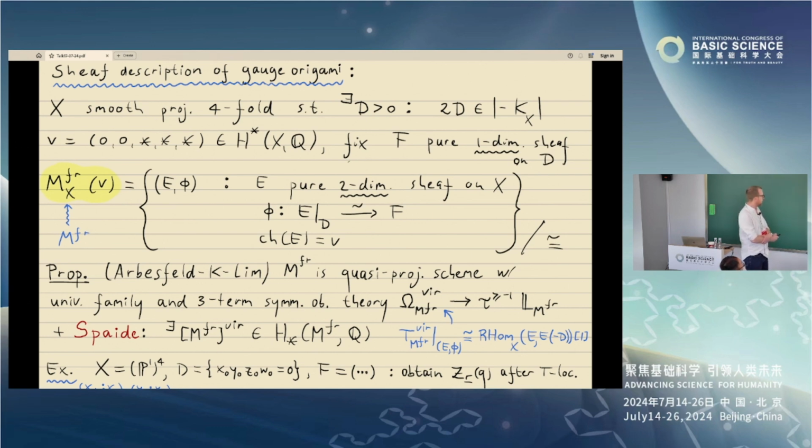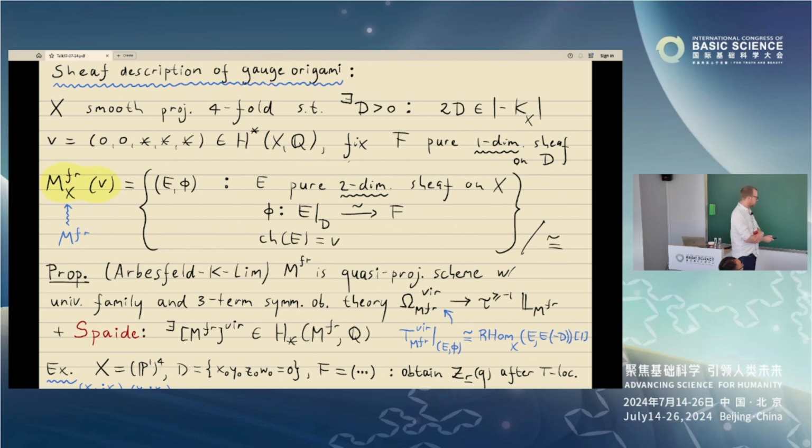Then we look at the following moduli space, Mx framed of V, consisting of pairs E, phi, where E is a pure 2-dimensional sheaf on X, and phi is an isomorphism between the restriction of E to D and F. So we want 2-dimensional sheaves that transversely hit this divisor at infinity and then produce F. And we fix the Chern character. Okay, let me take back what I just said. The divisor is allowed to be singular, but we do take it reduced.